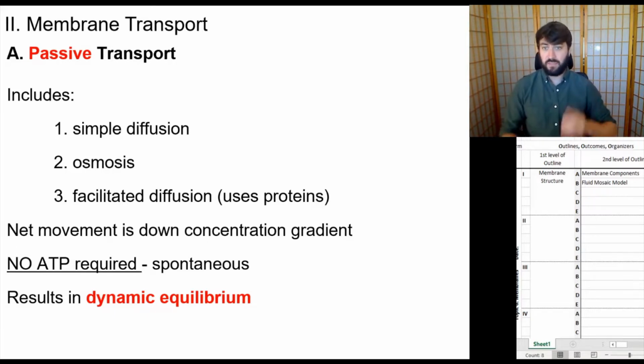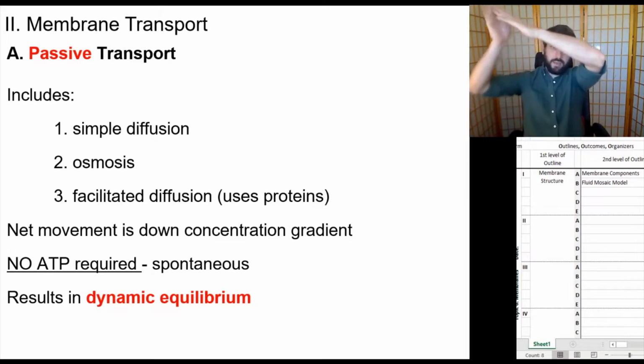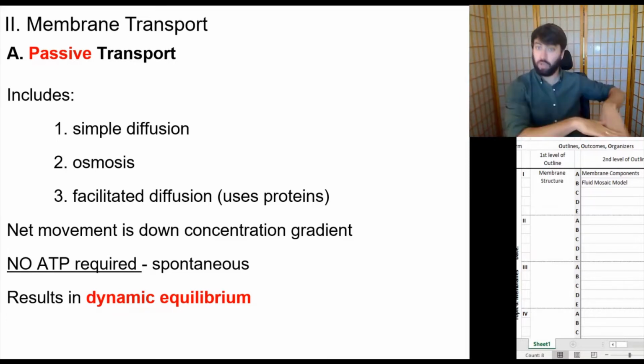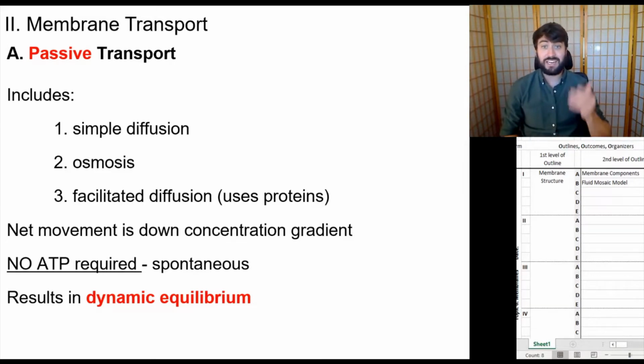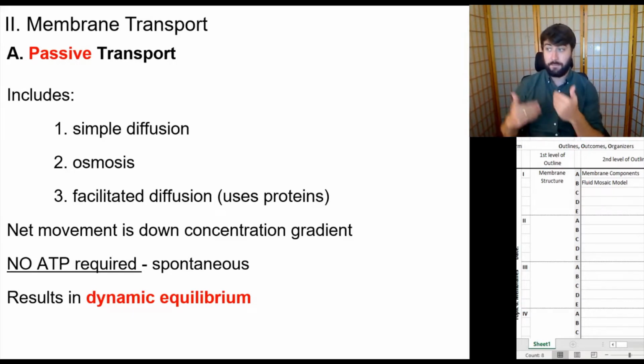Now, the things being moved are moving down a concentration gradient. In other words, from high concentration to low concentration. Also, ATP is not required. Now remember, ATP is pretty much synonymous with energy in a cell, so you don't need to invest energy to make these things happen. They can pretty much just happen immediately.